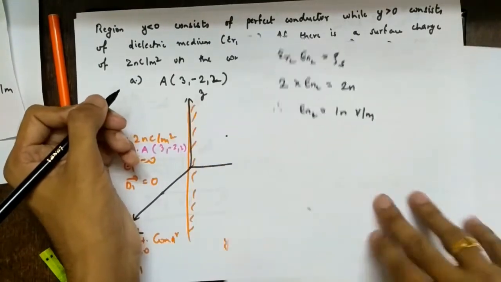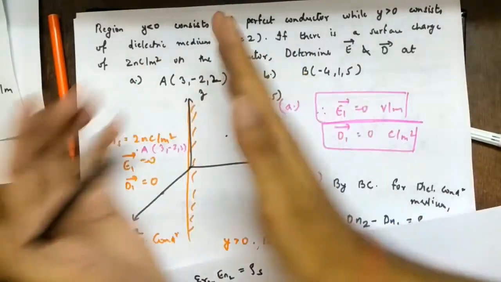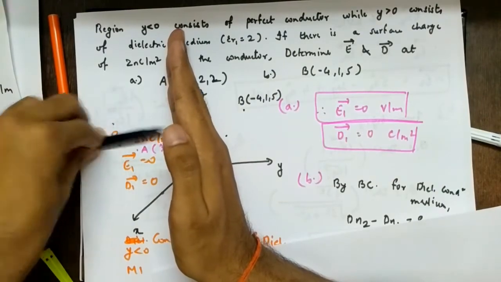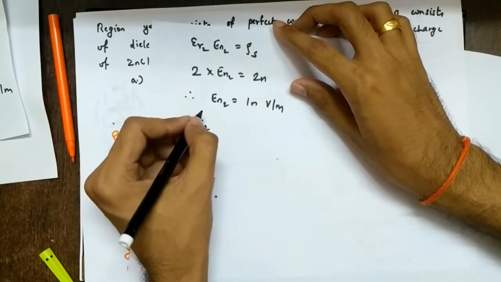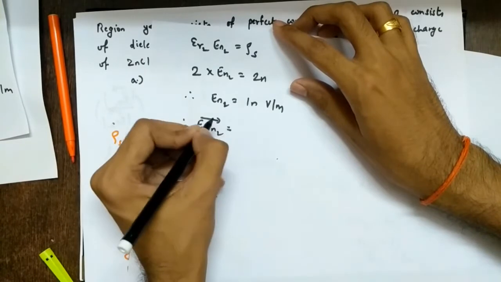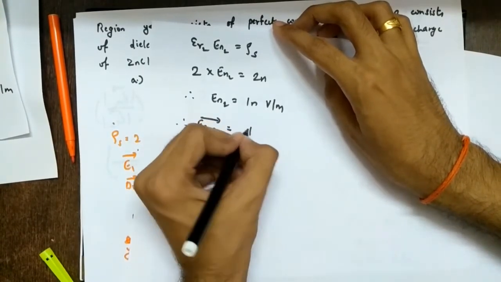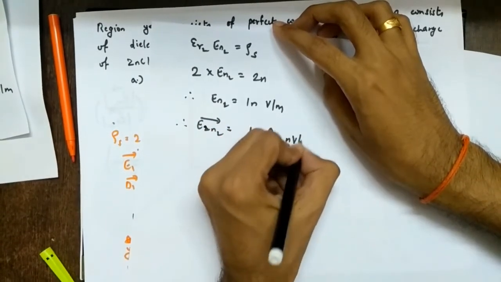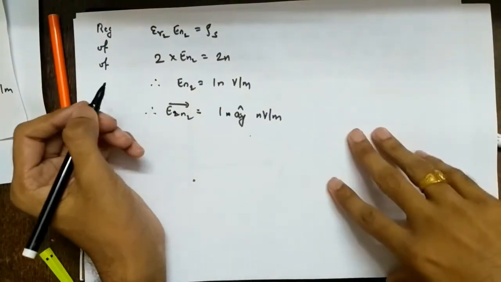right? And in vector form, normal component will be what now, right? So this is the plane, right? So again this is the plane, x is tangential, y is normal now, and z is tangential, right? So therefore en2 vector equal to 1 ay cap nanovolts per meter. Fine.